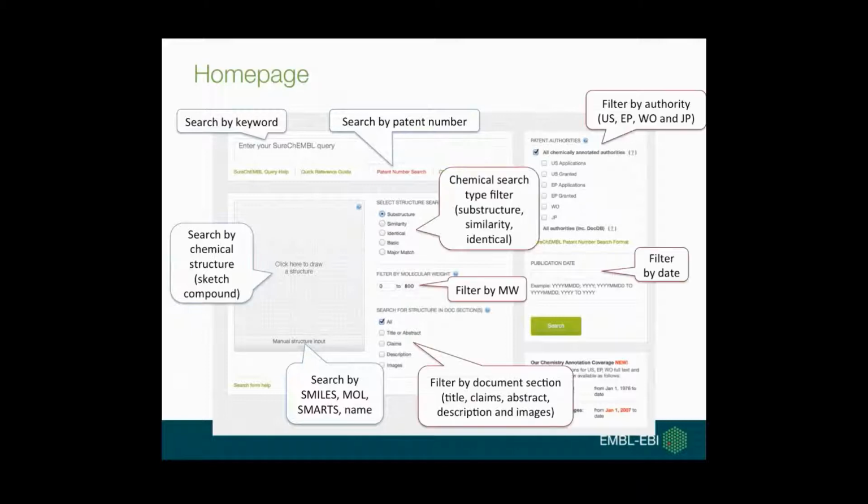There are also a number of filters that you can apply to your query, so that you can narrow down the results and get quicker to the results that you're interested in. You can filter by the patent authority, for example, or by the date, or by the year of publication. And when it comes to chemistry search, you can even filter down by the document section where the compounds were extracted from.